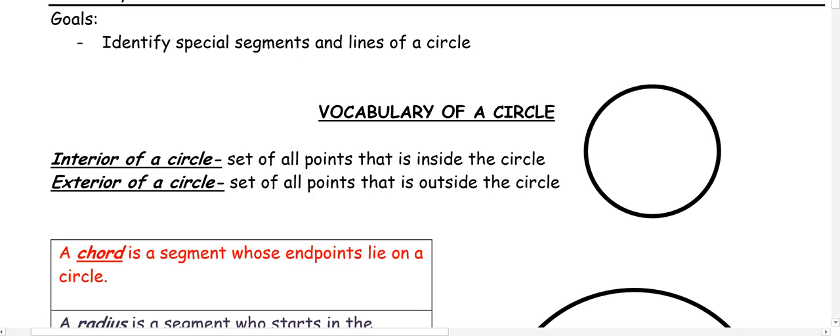This video is about special segments and lines of a circle. So first let's talk about some vocabulary of a circle. A circle is the set of all points that are equidistant from a center.